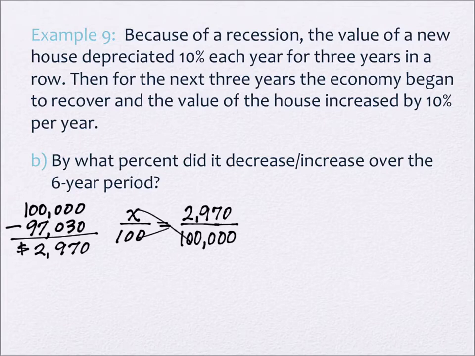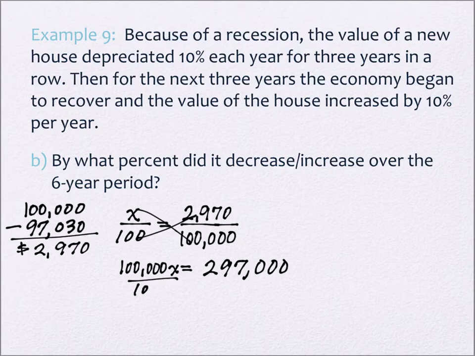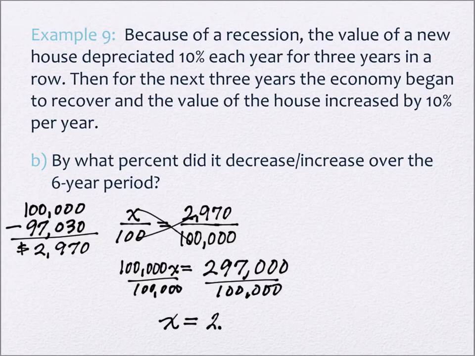So if we cross multiply, I have 100,000 x equals 297,000. What percent do you get for what was lost? This is a percentage that was lost. 2.97%. And it will work out that way no matter what.